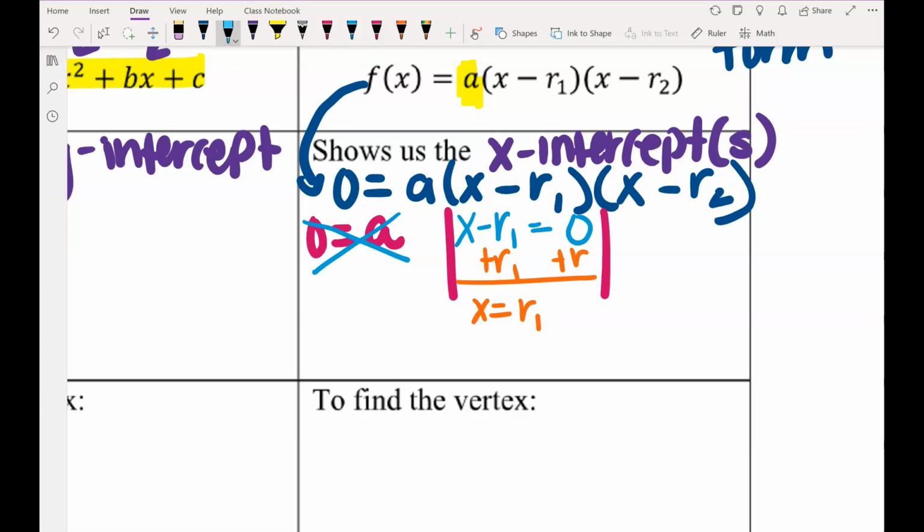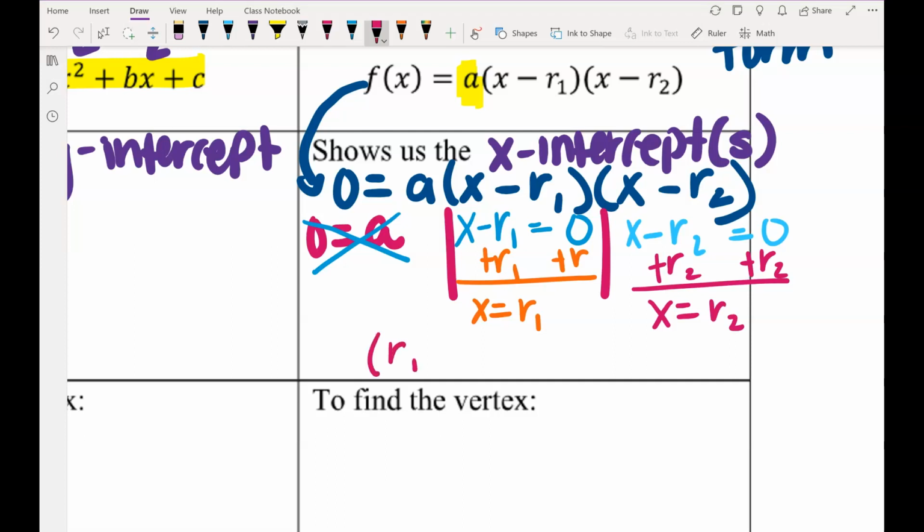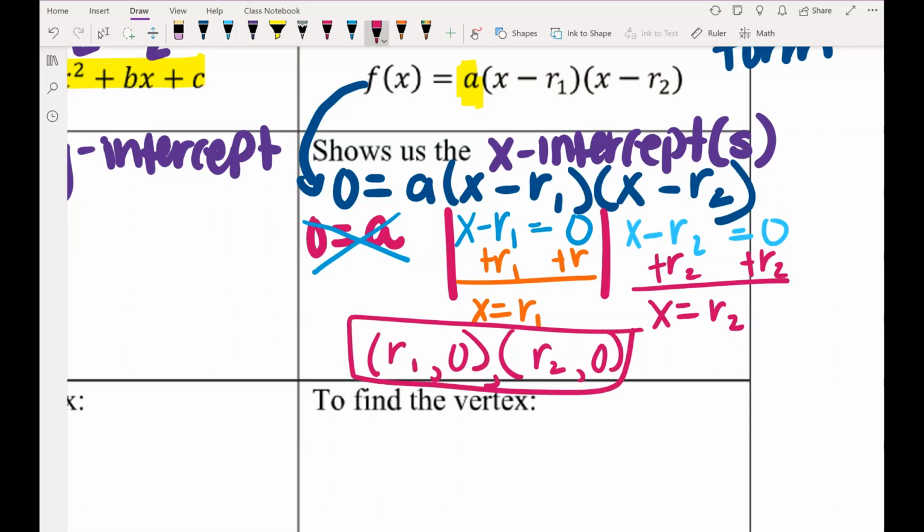Second x-intercept, we take the second factor. We set it equal to 0. Very similar, we're going to add r2. Then if we have two x-intercepts, then these would be them. Okay, and we write the x-intercepts as r1, comma, 0, and then r2, comma, 0, because x-intercept is when y equals 0. r stands for root. Root is the same as the x-intercept.